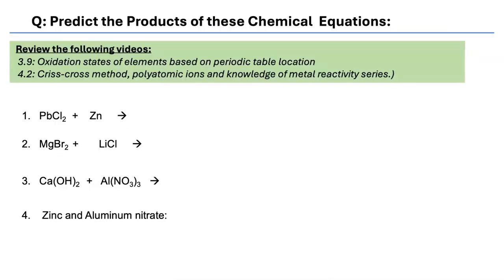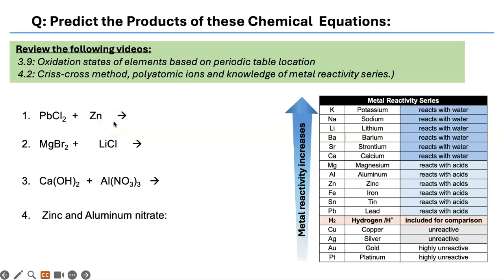Now let's try some problems. Predict the products of these chemical equations. As mentioned above, here are the things you need to know in green. Please watch these videos again. So lead chloride and zinc, will they make a product? So here is lead and zinc. Zinc is the single guy.